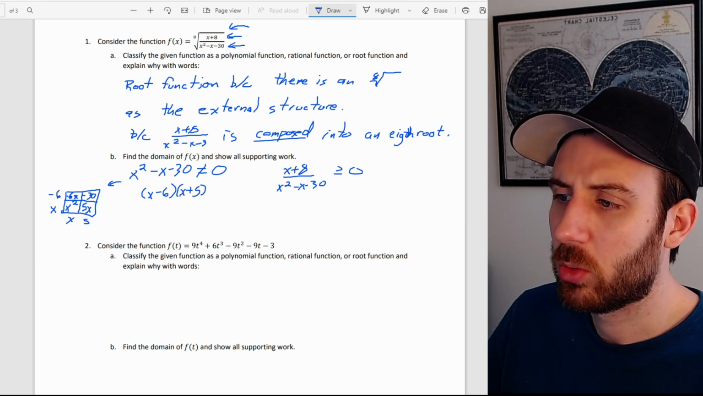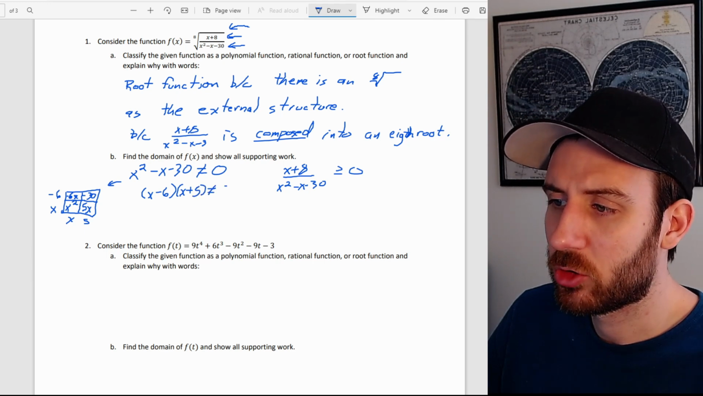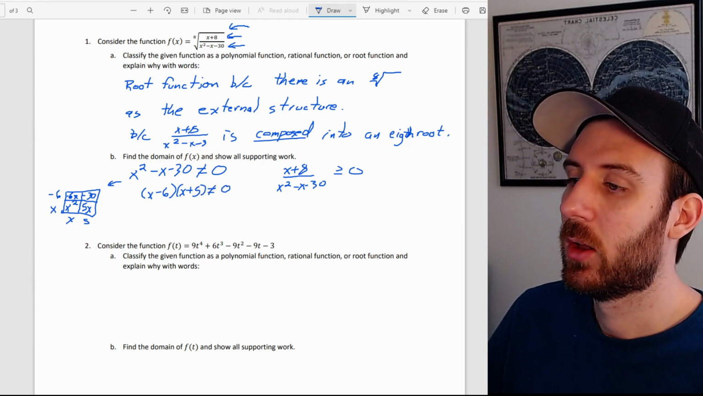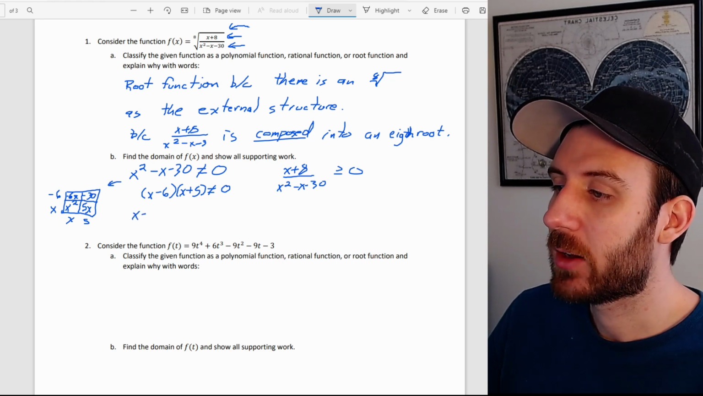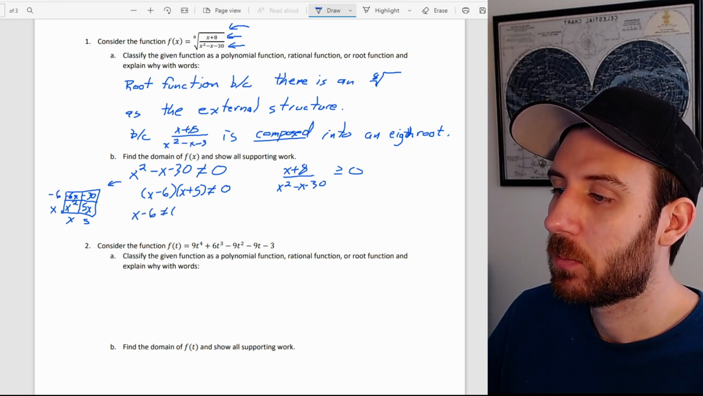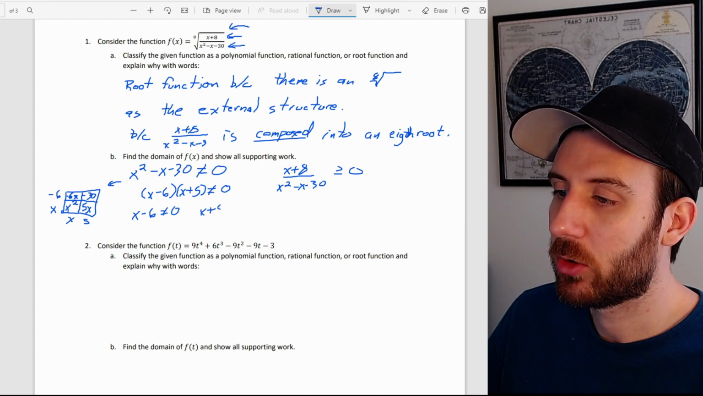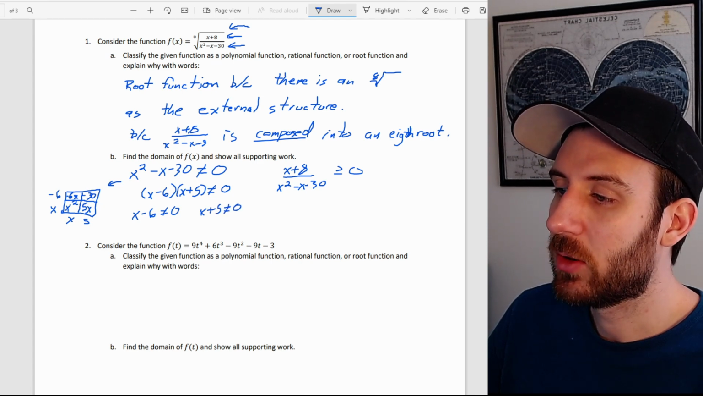This is just a visual way of representing what's normally referred to as the AC method. But after you solve this out, x minus 6 could not be equal to 0, and x plus 5 could not be equal to 0, which means that x cannot be equal to 6, and x cannot be equal to -5.